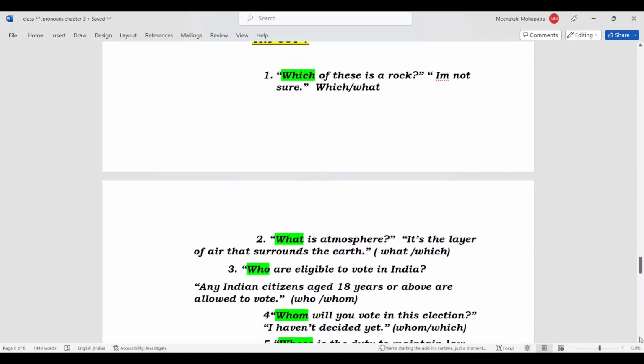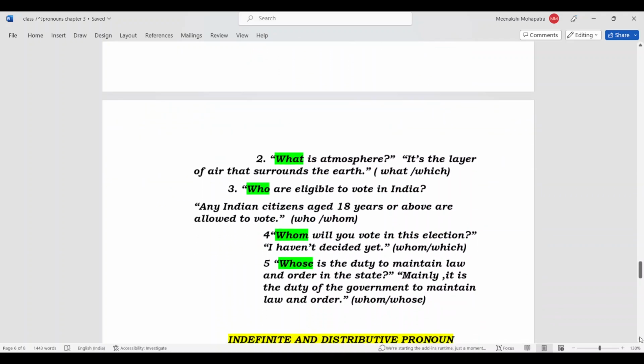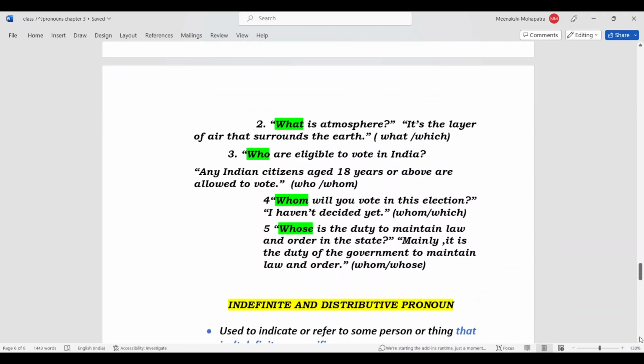Number 3, who are eligible to vote in India? We use who because we are talking about people. Any Indian citizens aged 18 years or above are allowed to vote. Number 4, whom will you vote for in this election? I haven't decided yet. Since we are talking about people, we use whom. Number 5, whose is the duty to maintain law and order in the state? I am asking you whose. Mainly, it is the duty of the government to maintain law and order.